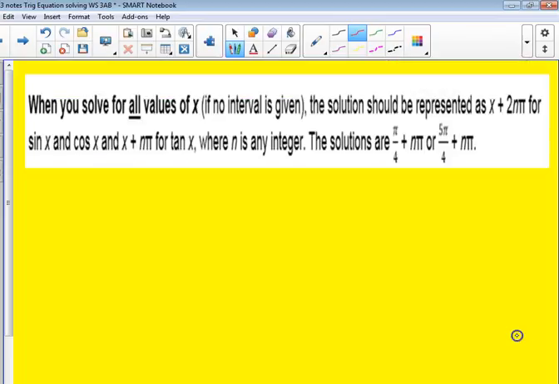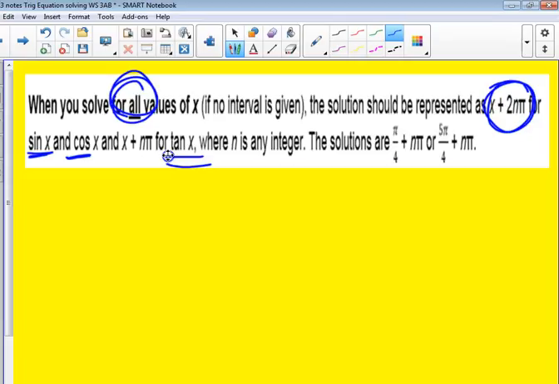Okay, when it says all solutions, the bottom line is every time it's a sine or cosine question, it's going to repeat every how often? 2 pi. So you're going to have to put on a plus or minus 2 pi. The book says just use plus 2 pi, which I'm fine with, because remember, n is any integer, and integers can be positive or negative. Okay, I always write plus or minus, so I'm sorry.